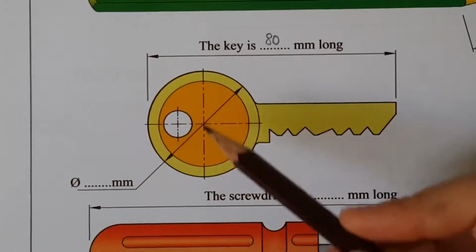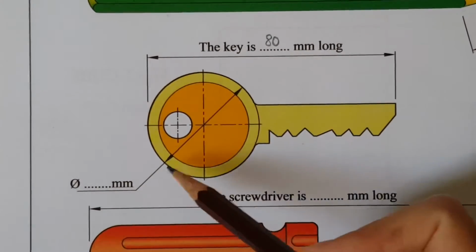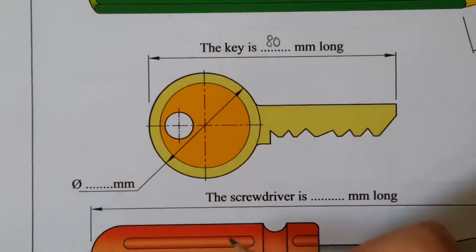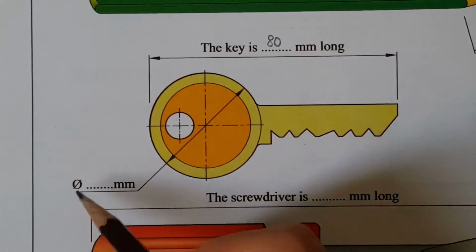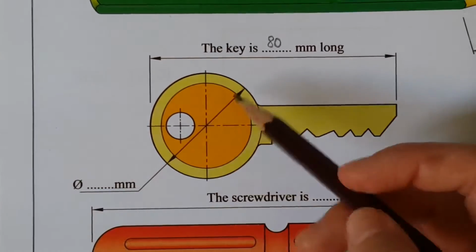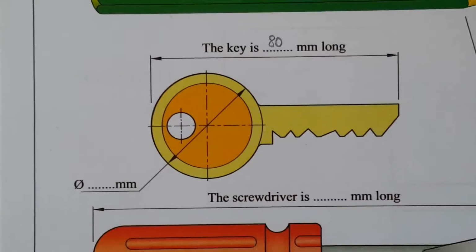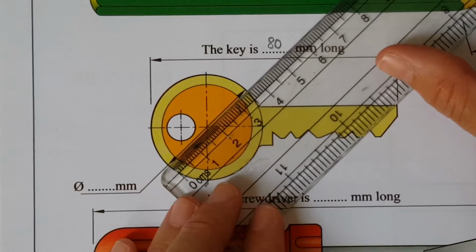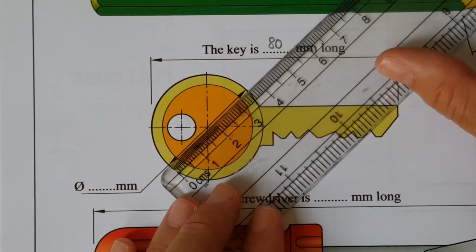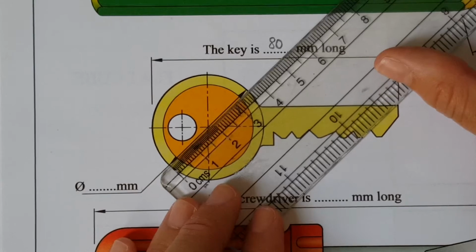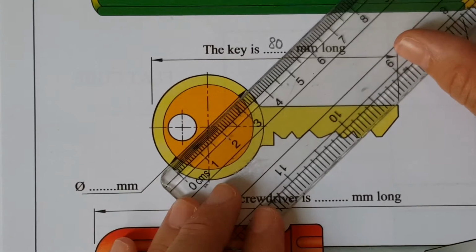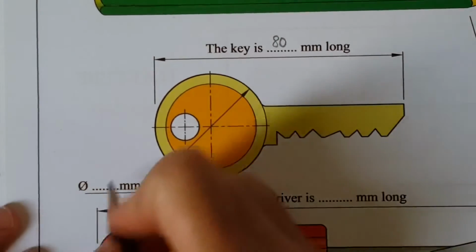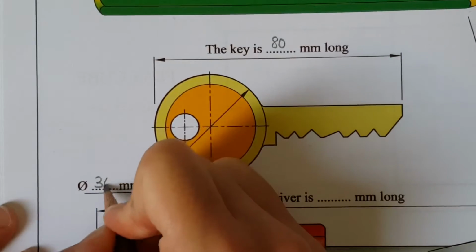Now we have a dimension for the diameter of this key, for the diameter of the handle. This symbol represents diameter, and it's always depicted as a 0 with a strike through. Now let's measure the diameter from arrow to arrow. And according to my ruler, the handle of this key is 36 in diameter. And let's mark the 36 millimeters on the space provided.